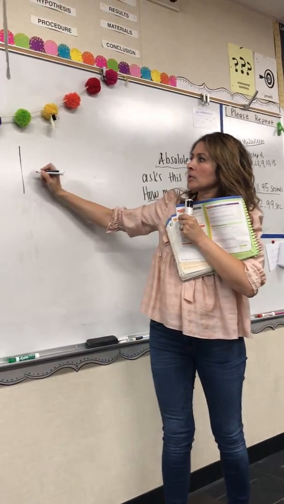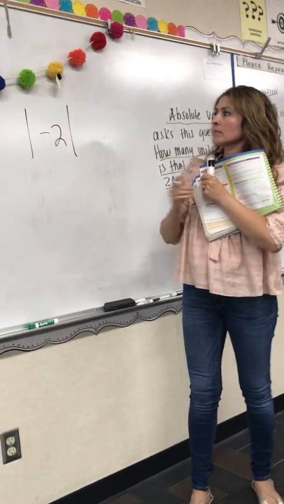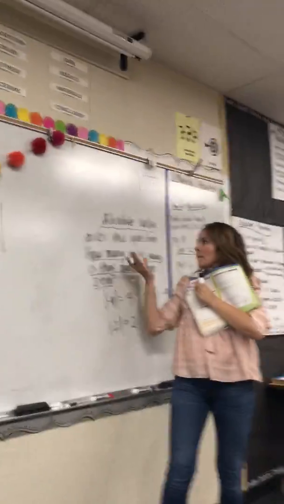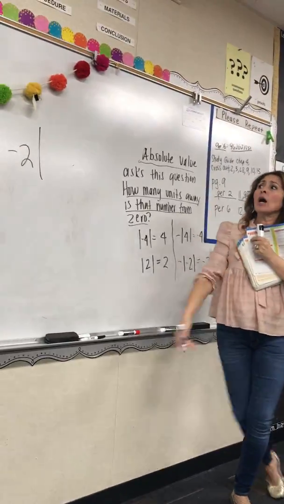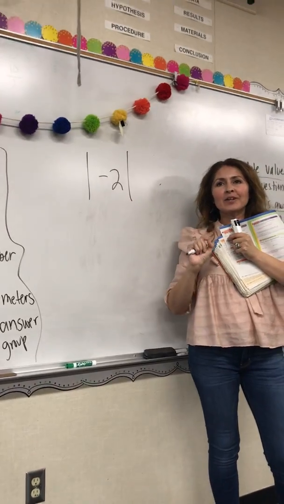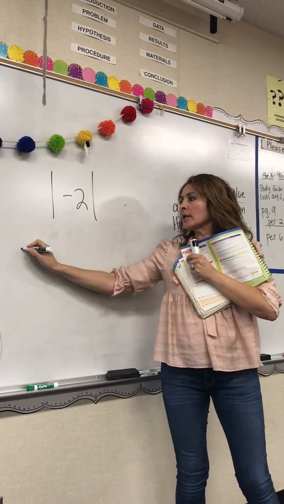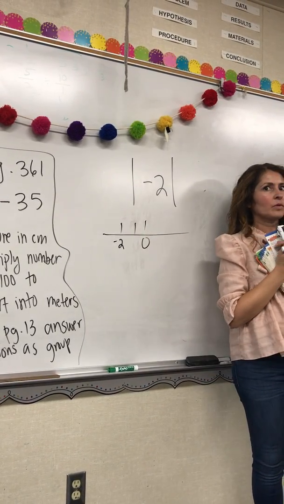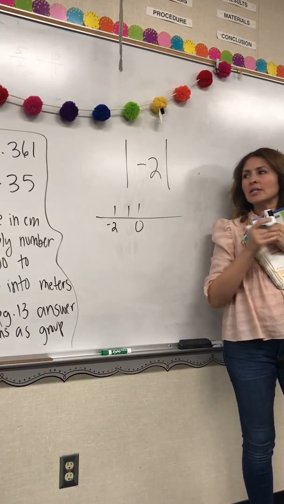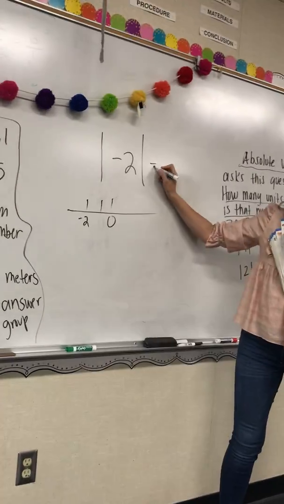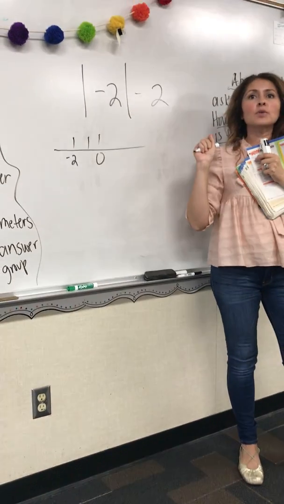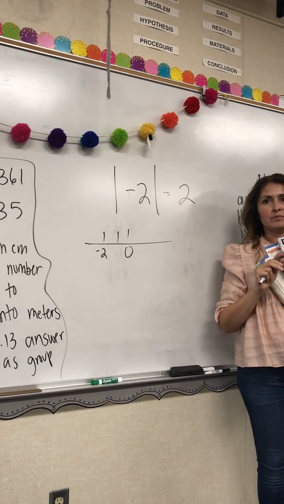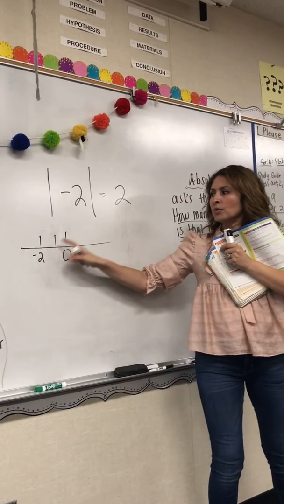So the absolute value bars look like this. They're very long vertical lines. It asks how many units away is that number from 0. Tell your neighbor how many units away is a negative 2 from 0 on a number line. 2. All right, show me with your fingers 2 units away. So the absolute value of a negative 2 is 2. It's 2 units away from 0.